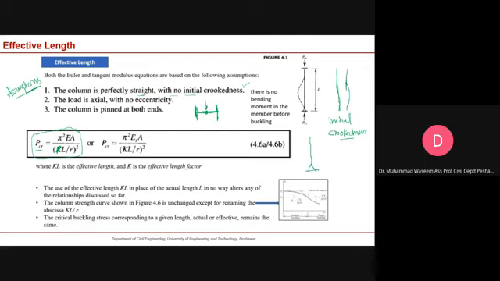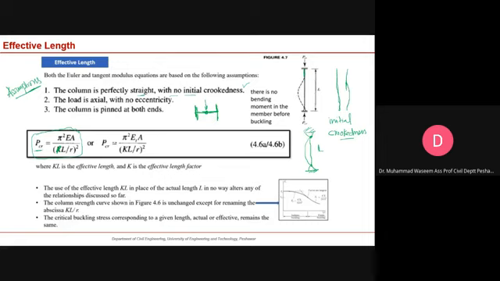Pin connected means that you have this type of support condition, but actually sometimes you have a fixed support or something in between fixed and hinge conditions. So in this condition the deformation or the buckling will occur in this length. Once the support conditions are changed, the buckling that will occur in this member will be changed.